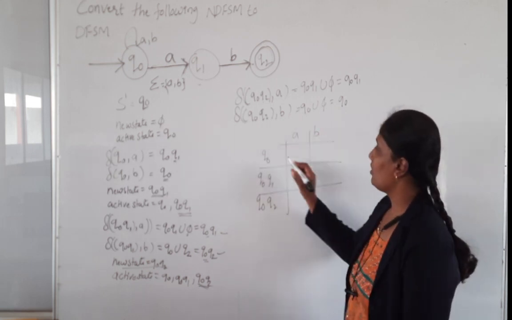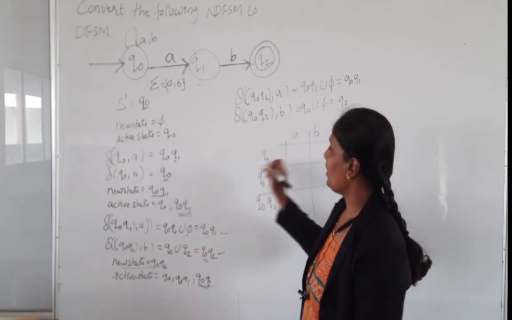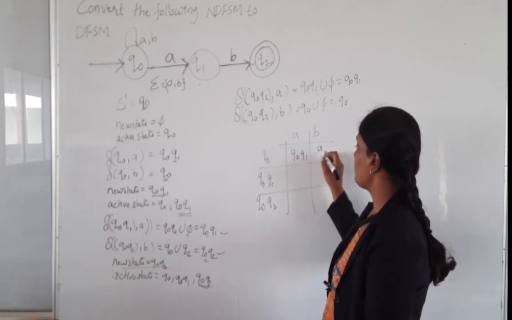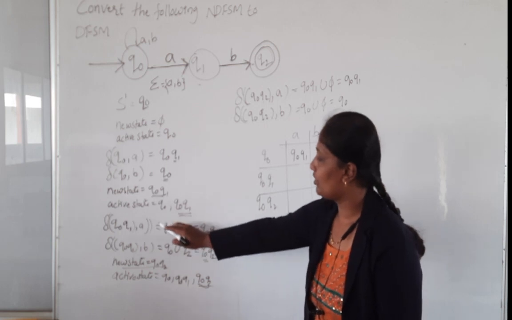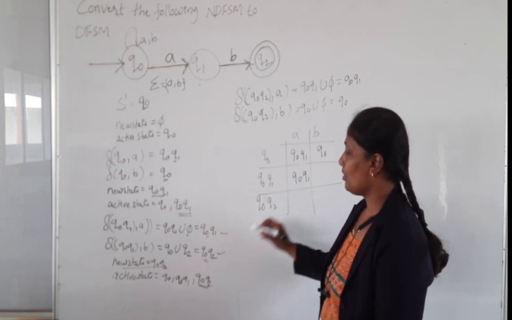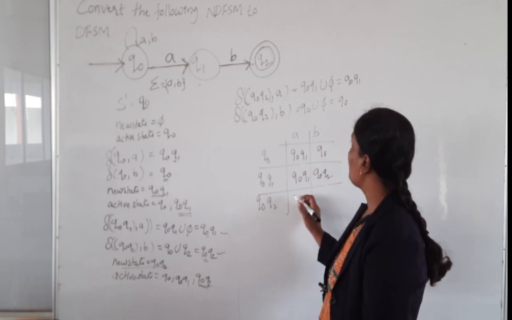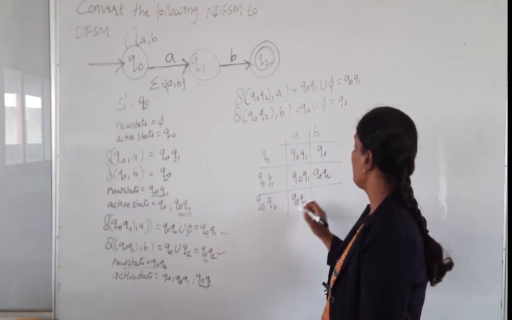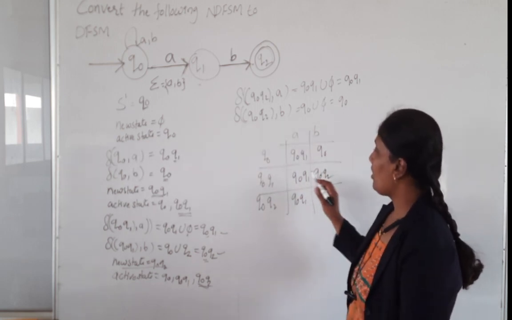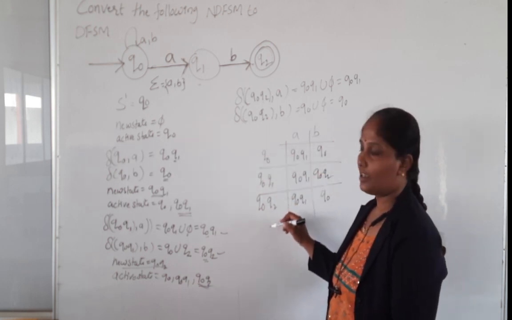Next, I will write the transitions. Q0 of A, where I reach Q0, Q1. Q0 of B, Q0. Q0, Q1 of A, where I reach Q0, Q1. Q0, Q1 of B, where I reach Q0, Q2. Next, Q0, Q2 of A, I reach Q0, Q1. Next, Q0, Q2 of B, I reach Q0. So check out what all states I got for these transitions, all of them I have in the state list.